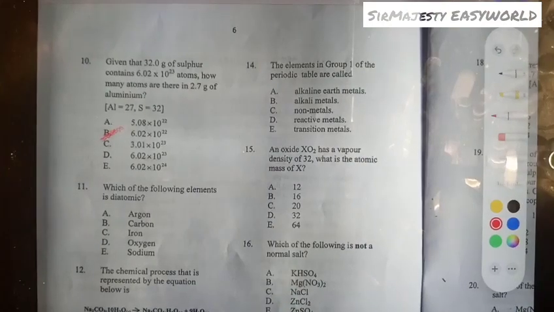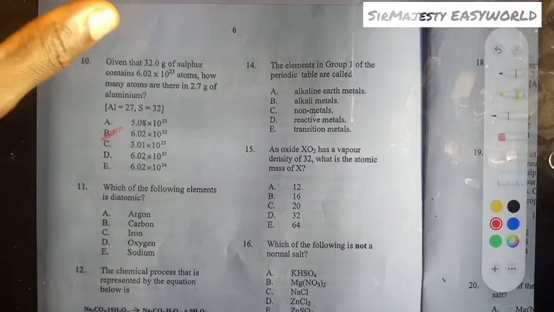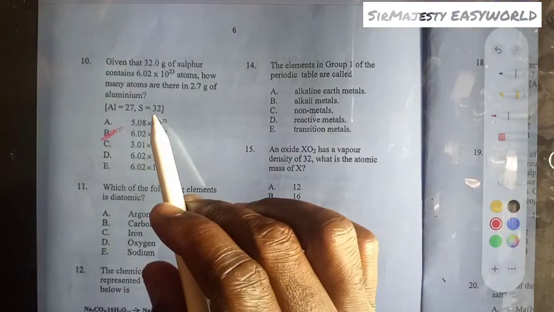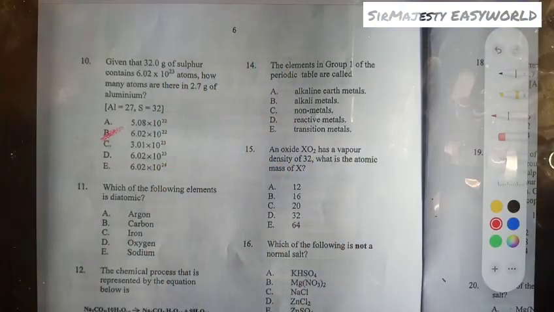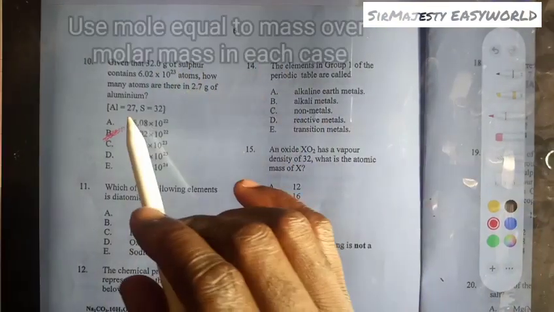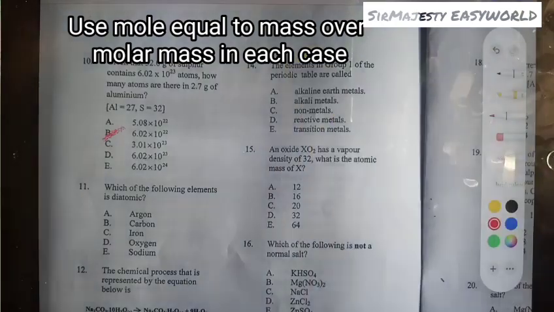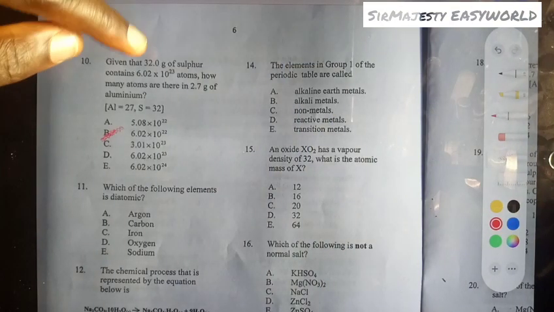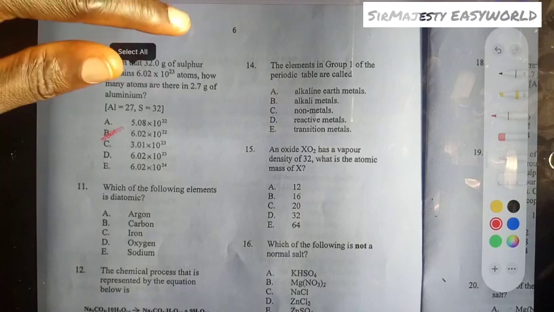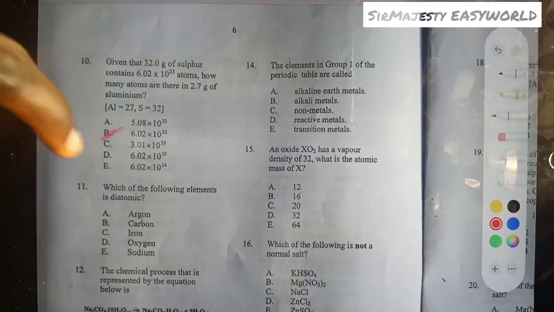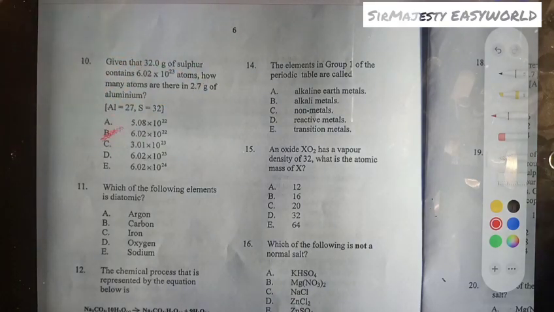So in this aspect, what you need to do is remember that sulfur is 32. It was given to you in grams, which means 32 grams of sulfur represents 1 mole of sulfur, and aluminium is 27. Then 2.7 grams of aluminium is 0.1 mole. So it means that if 1 mole contains this 6.02 times 10 to the 23, 0.1 mole will contain exactly B. So just convert the masses to moles, and remember that equal moles have equal particles. That is Avogadro's hypothesis for you.